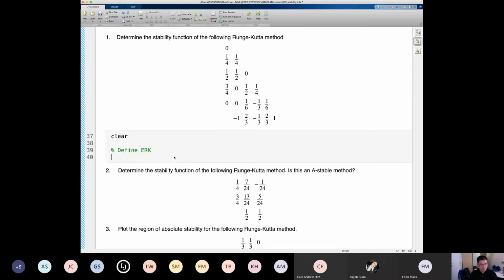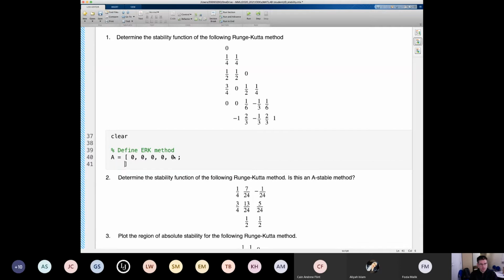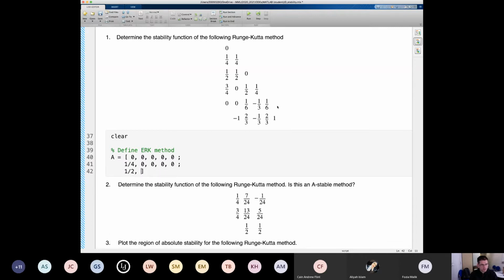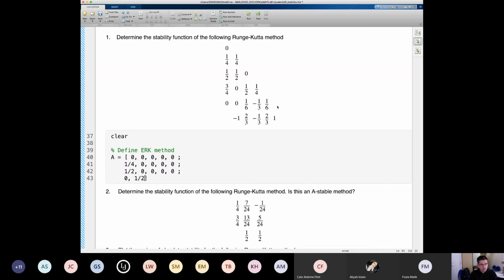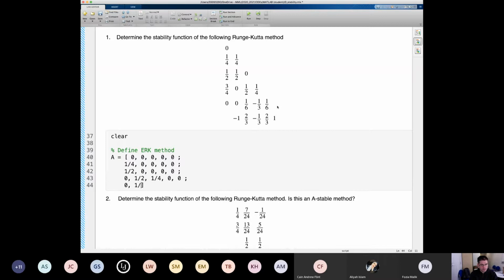First thing I'm going to do is define the ERK method. Essentially what this means is just entering what our A matrix is. Here we have a 5-stage method, so I'm going to enter in the A, this matrix here. Just enter it in, and try to do that as quick as I can. 1/4, and I've got 2 noughts, and we've got 0, 1/6, minus 1/3, 1/6, and 0. Okay, so that's my A matrix.